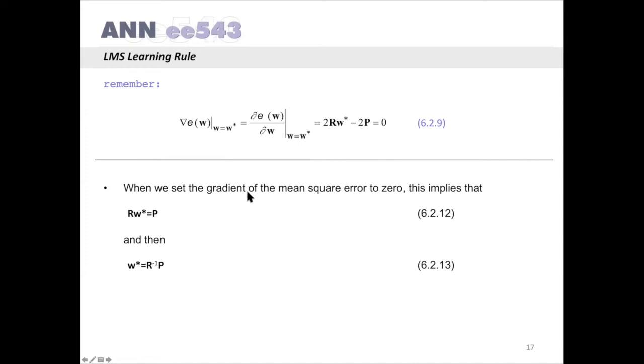When we set the gradient of the mean square error to 0, this implies that R W star is equal to P. Then W star is the inverse of matrix R multiplied by P. Then we obtain W star as R inverse multiplied by P, the inverse of the matrix R multiplied by the vector P.